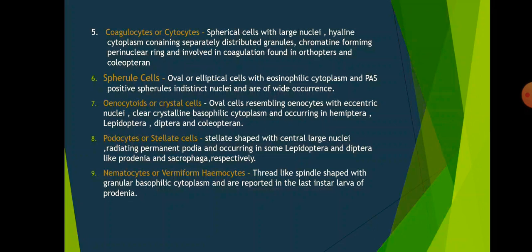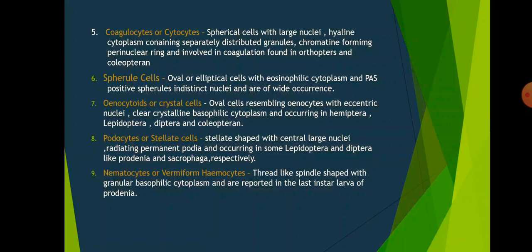Seventh are the oenocytes, oenocytoids or crystal cells: oval cells resembling eosinophils with eccentric nuclei and clear crystalline basophilic cytoplasm, occurring in Hemiptera, Lepidoptera, Diptera and Coleoptera.